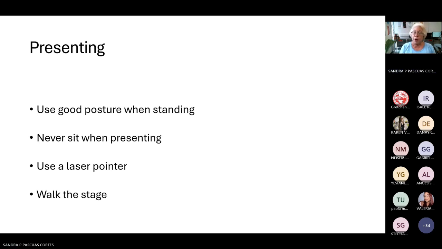Then, when you present, use good posture. Because remember, you're in front of the class. You never sit. You're not sitting when you're presenting. You never, never, never, never sit. You are the focus of the presentation.